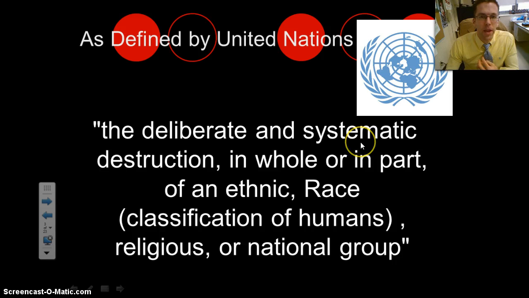And also systematic. When we look at aerial shots of some of these concentration camps, it almost looks like a factory. It's a very assembly line process. So if you look at the definition and just break it down: very thought out, very systematic destruction or annihilation of a certain group, religion, ethnicity, race, whatever it is.